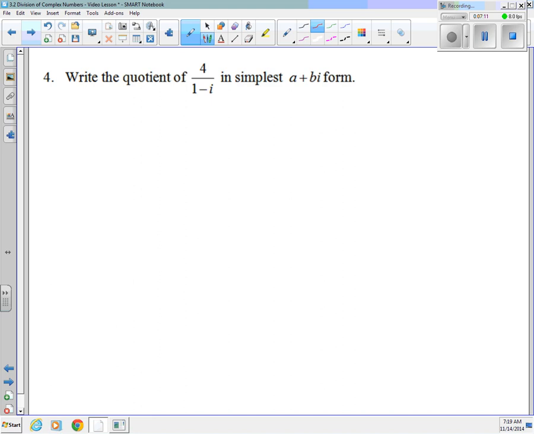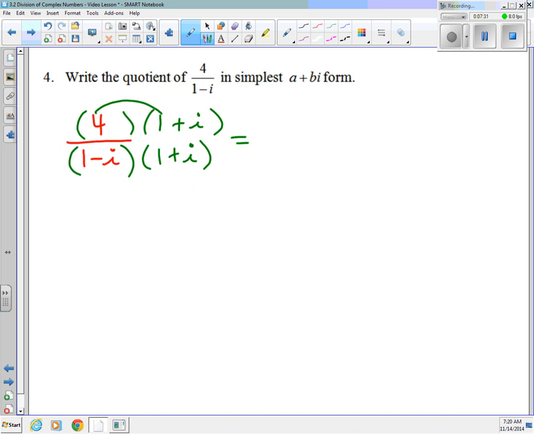So write the quotient of 4 over 1 minus i in simplest a plus bi form. Well, again, it's necessary to multiply top and bottom of the original fraction by the conjugate of the bottom, which is 1 plus i. And this will get us a much easier answer to deal with. So we have 4 times 1 is just 4 on the top, plus 4 times i, which is 4i, divided by 1 times 1, which is 1.